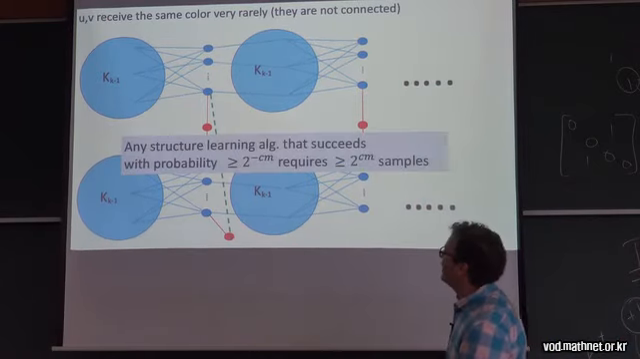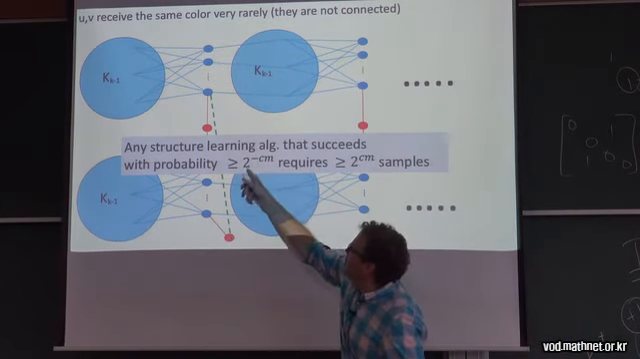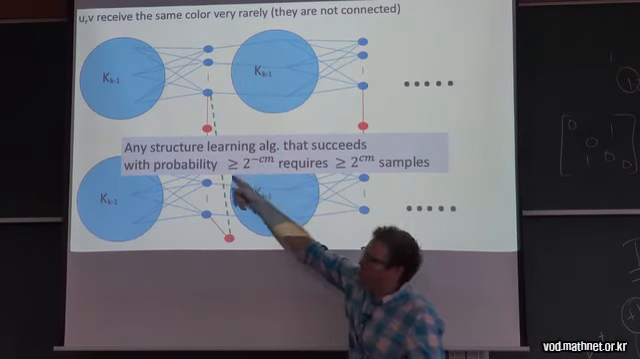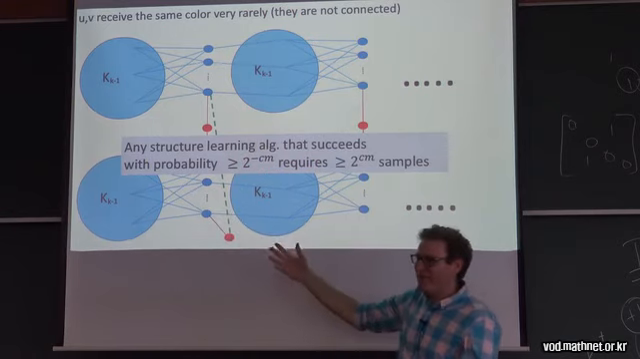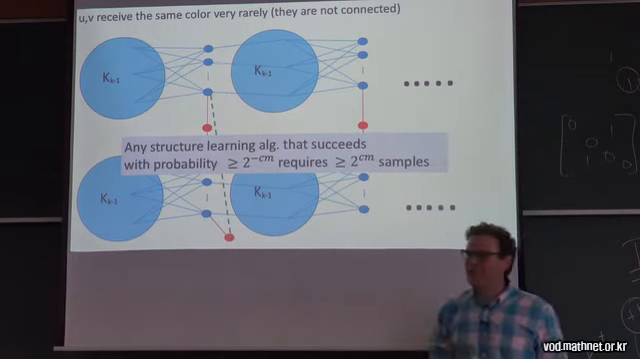So then what you get is that if you want to learn it with probability at least, even just with some exponentially small probability, it's not even with high probability. I just want to learn it with exponentially small probability. I need an exponential number of samples.